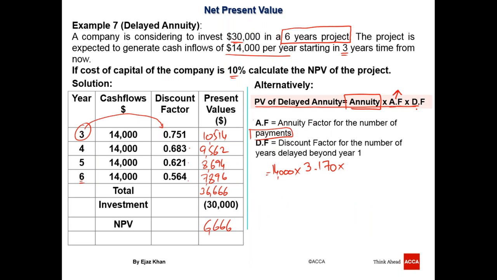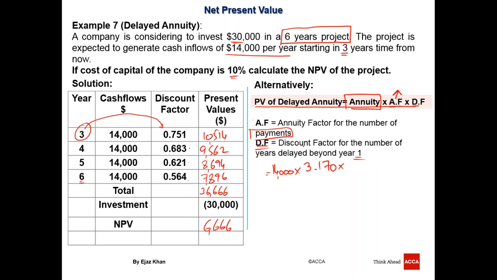And then it says that we need to multiply it with the discount factor. Now, which discount factor? The discount factor for the number of years delayed beyond year one. As you all know, the ordinary annuity starts from year one, whereas this project is starting to generate cash inflows from year three. So the gap between an ordinary annuity and this annuity is 2 years. Usually it starts from year one, and here it is starting from year three. So we can say there's a delay of 2 years. So the discount factor should be equal to the number of years delayed.